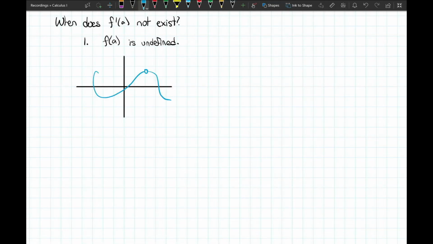If we have a function that is non-defined at a here, then of course, trying to compute f prime of a would involve using f of a in our limit definition. Since f of a is undefined, we can't plug that in. So obviously we can't compute the value of f prime a. But that's not the only circumstance.